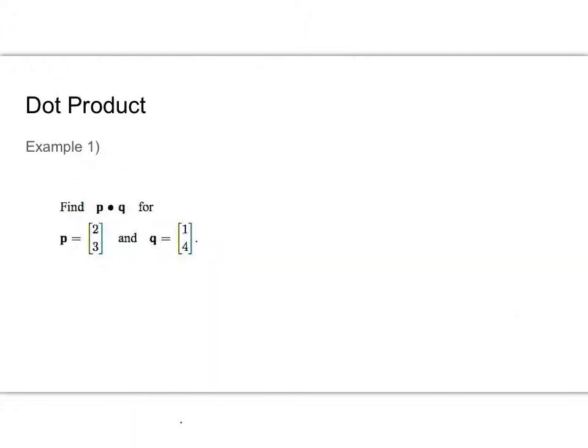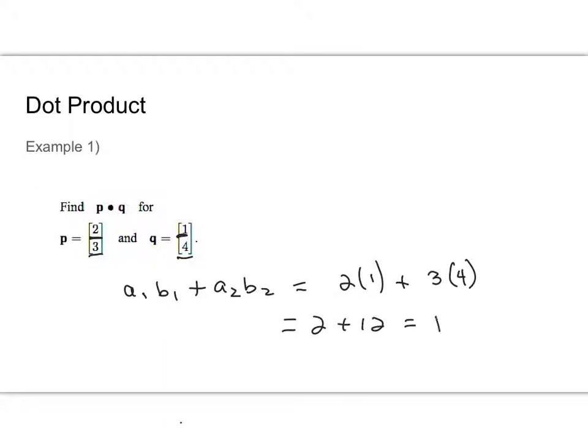So for the first example, I want to find p dot q, and here are my two vectors. p is 2, 3, and q is 1, 4. So you'll remember the dot product was a1 b1 plus a2 b2. So that's the first component here, 2 times 1 plus 3 times 4, which gives me 2 plus 12, which is 14. So the dot product is going to give you a scalar number. It's not going to give you a vector, it's going to give you another scalar.